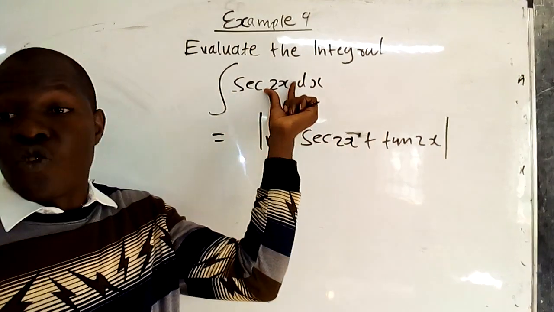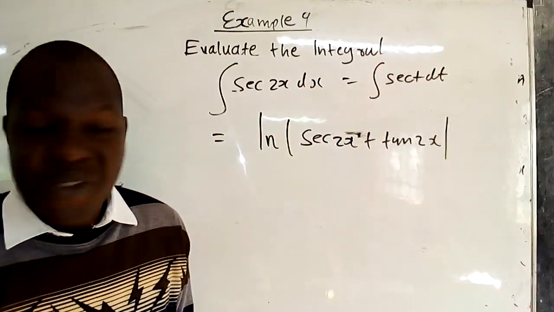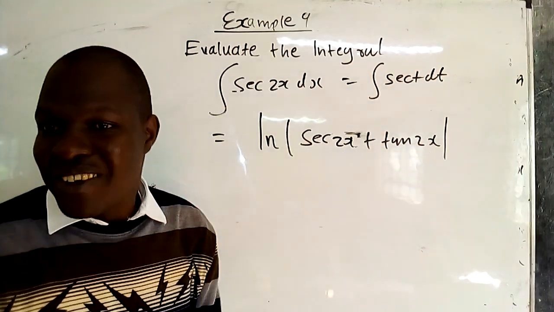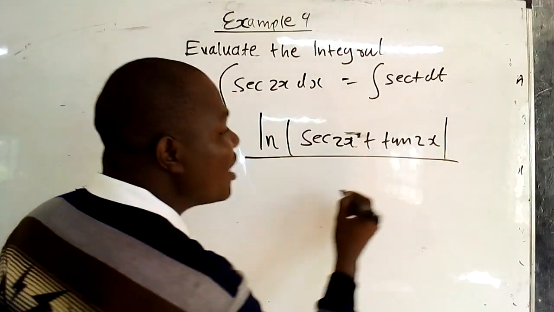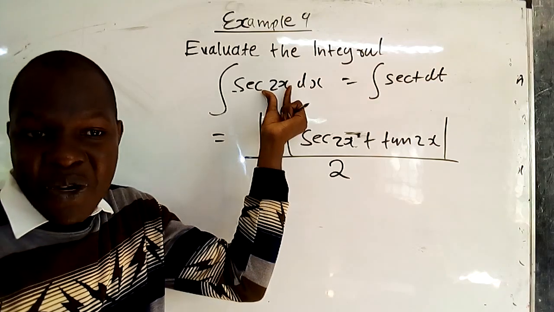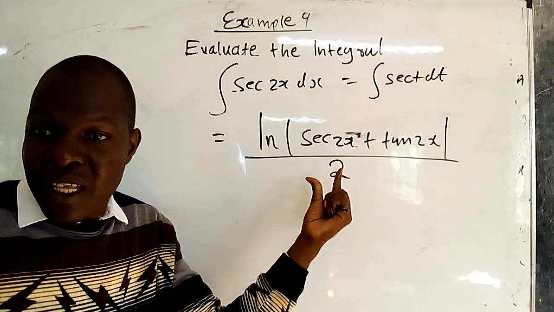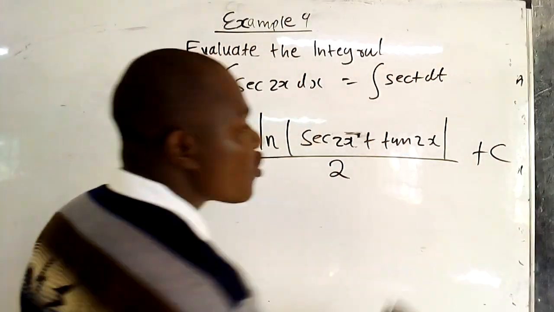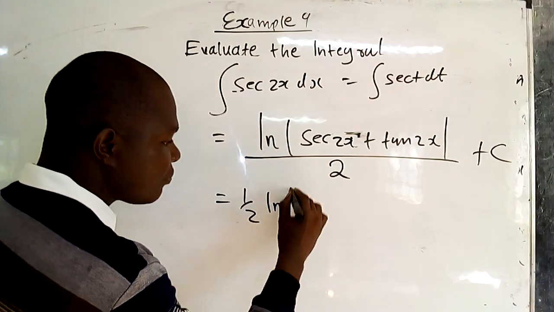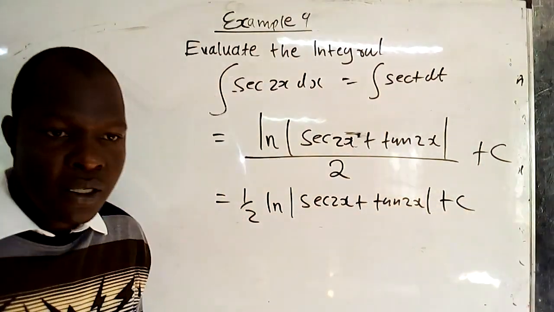We let 2x be t, so we are integrating sec t dt. What do you get? You get ln of sec t plus tan t. Then you put back your value of t, which is 2x. At the end of integration, you divide by the derivative of the inner function, which must be a constant. The inner function was 2x, and if you differentiate 2x, you get 2. Then at the end you have your arbitrary integration constant. So here we have a half ln of sec 2x plus tan 2x plus c.